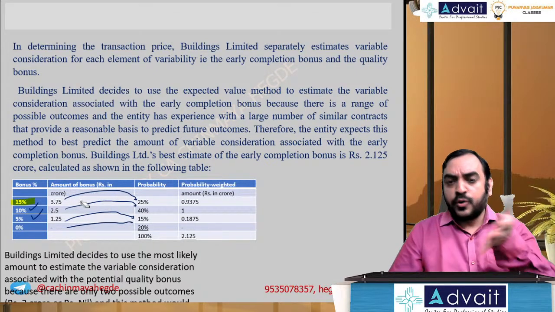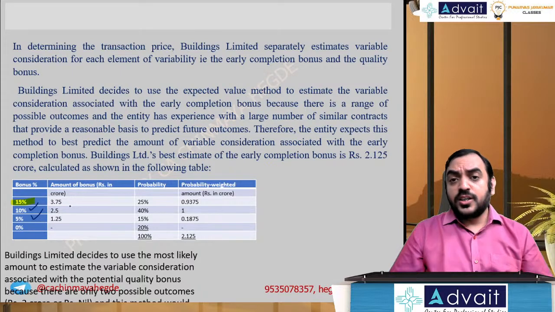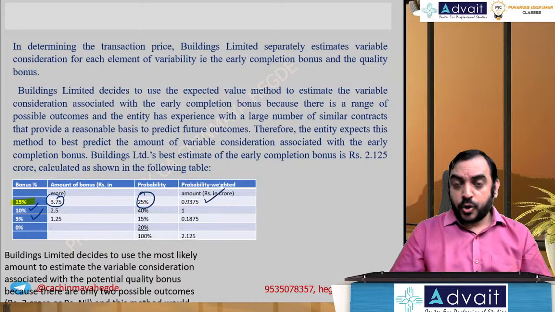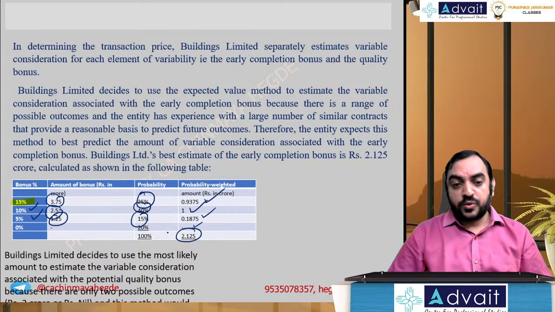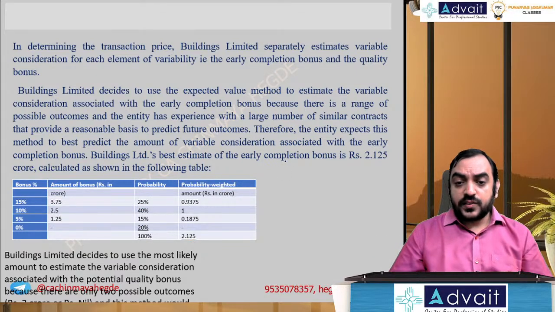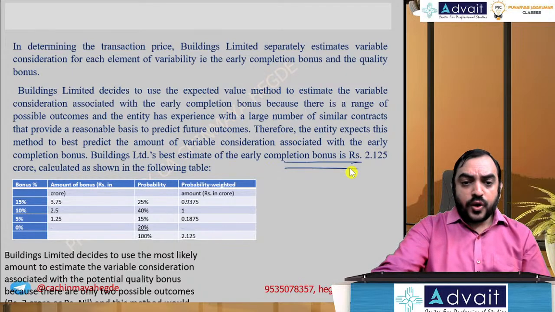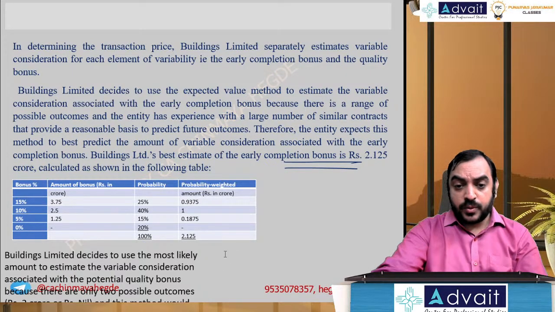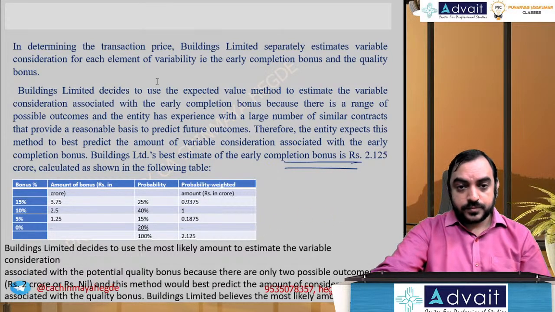And what are the multiplications? Product: 3.75 into 0.25 is 0.9375, 2.5 into 40% is 1, 1.25 into 15% is 0.1875, and 0 into 20% is 0, total 2.125. So you are going to recognize 2.125 for early completion. For the quality bonus, whichever probability is highest, 60% is the highest probability.